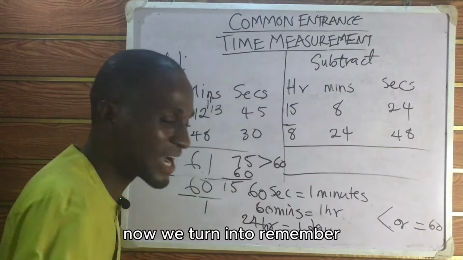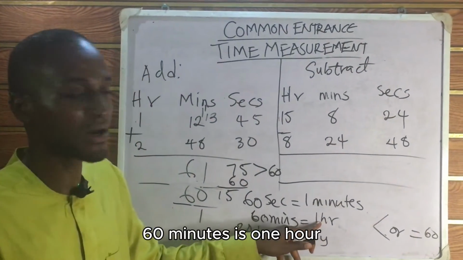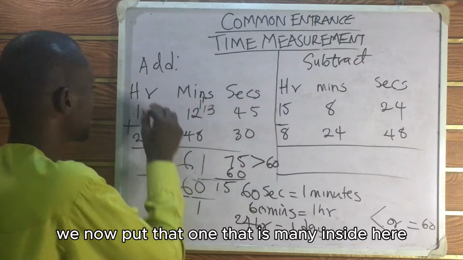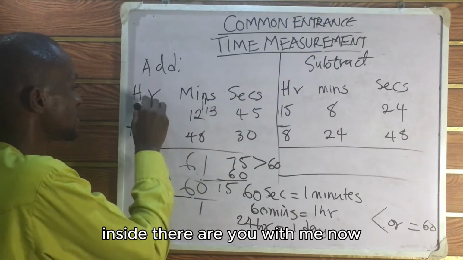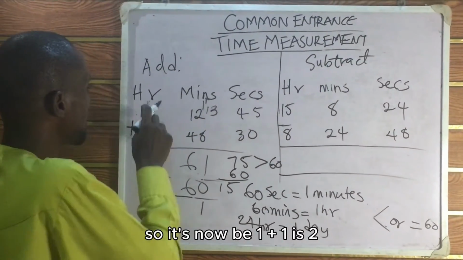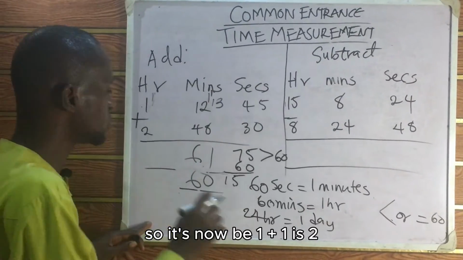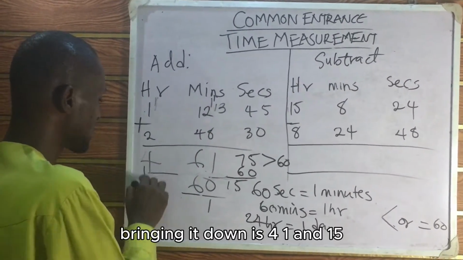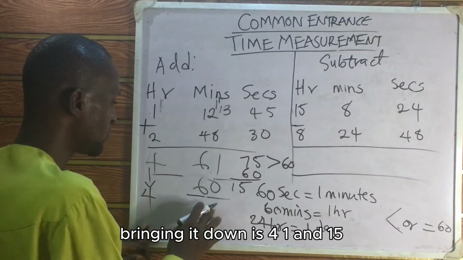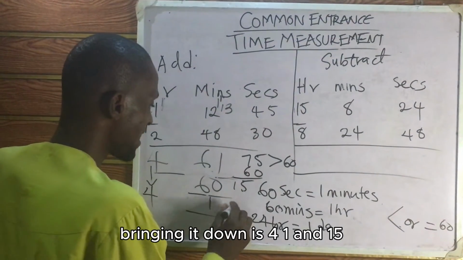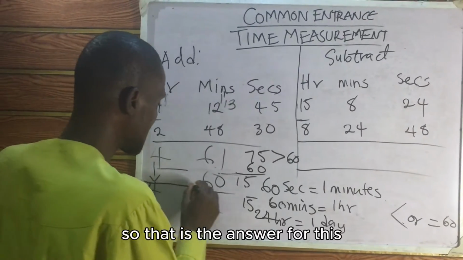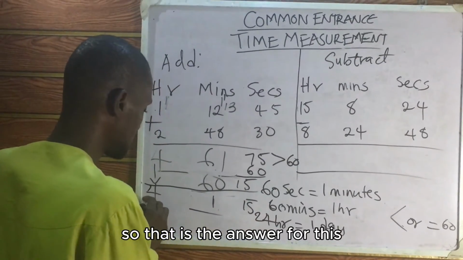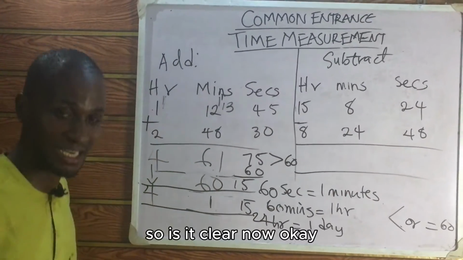Now that 60 minutes will turn into, remember 60 minutes is 1 hour. We now put that 1 inside here. Are you with me now? So it's now 1 plus 1 is 2. 2 plus 2 is now what? 4. So the answer is now what? Bringing it down, it is 4, 1, and 15. So that is the answer for this. So is it clear now?